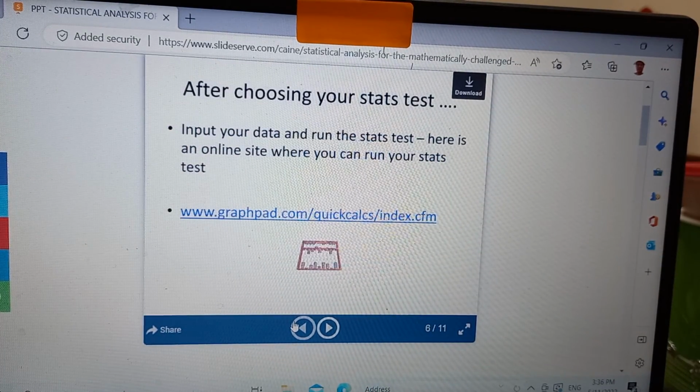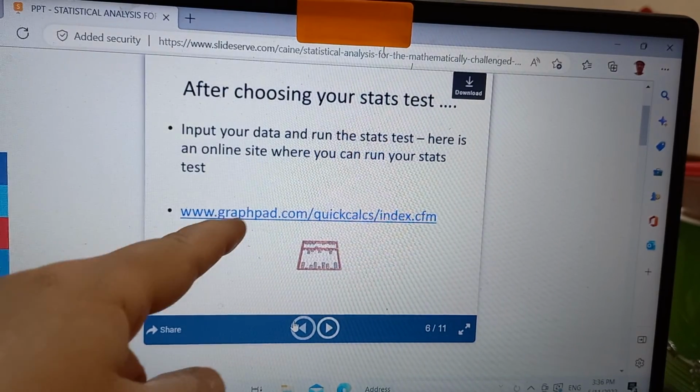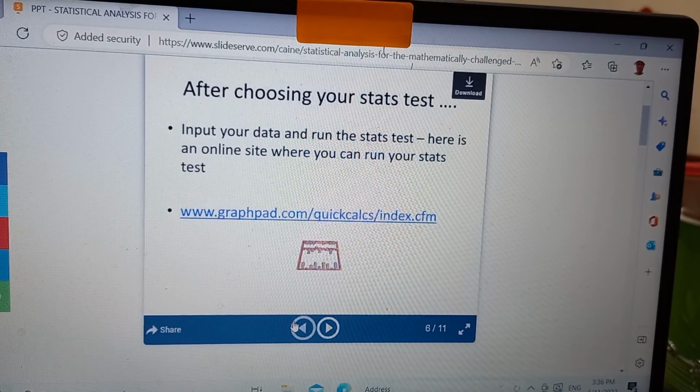Okay, after choosing a statistical test, you input your data, you run the statistical test, and then you get output. So the challenge now is to interpret your output correctly from your statistical test. Here's one website where you can input data, and then you can get your output, right? And then you draw conclusions from your output.